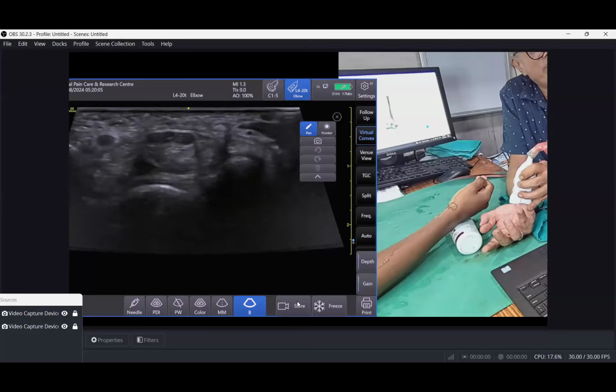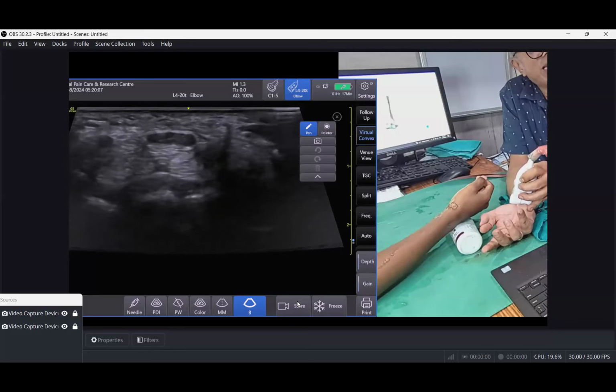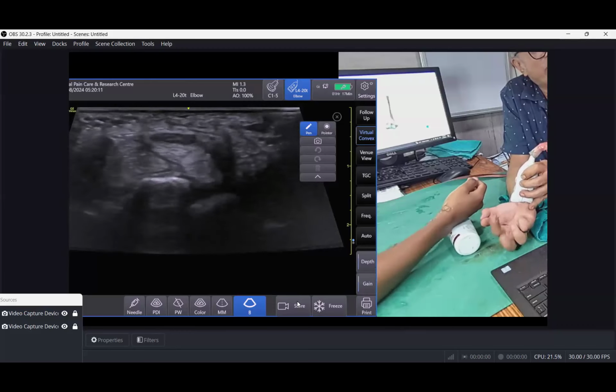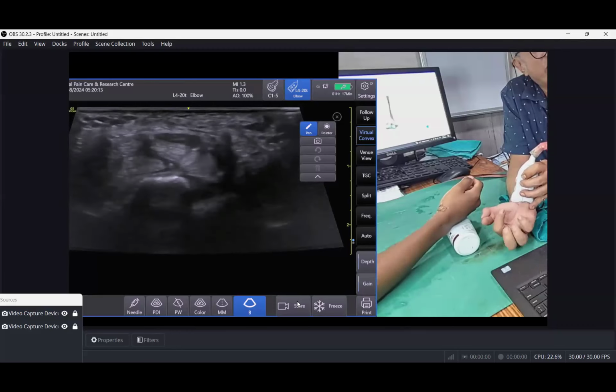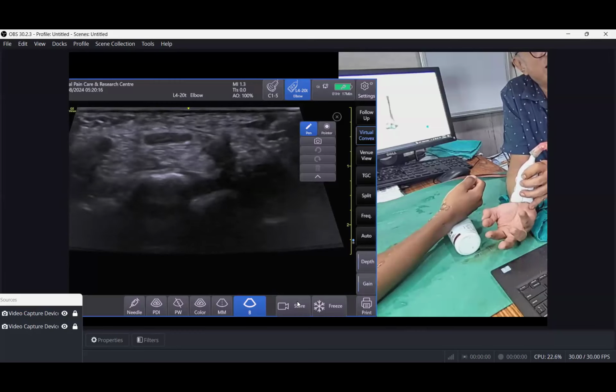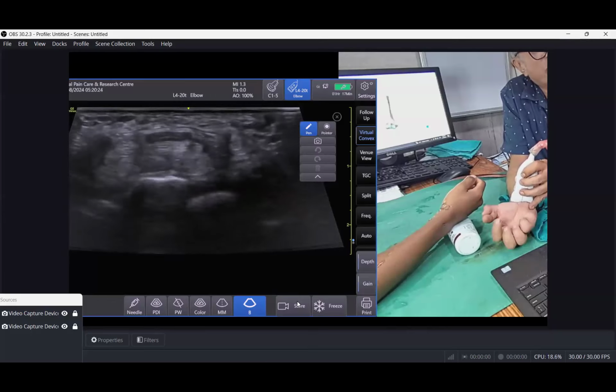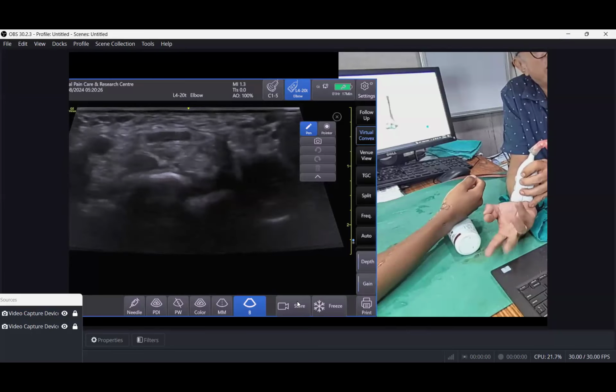But if I tilt my probe like this, you can very nicely see the hyperechoic tendon, and you can also appreciate it when you tell the patient to move the finger. You can see the tendons are moving very nicely, but this nerve at the top remains the same. It is not moving that much, but the tendons are moving very much.